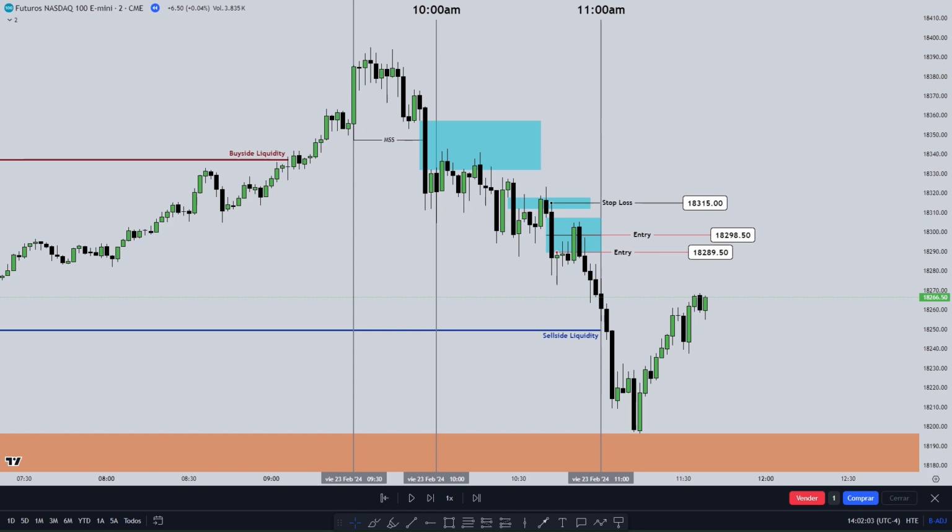This is the one that I personally would have preferred to take. Why? Because after trading into the FVG consequent encroachment, it started to move towards the sell-side liquidity pool with speed.